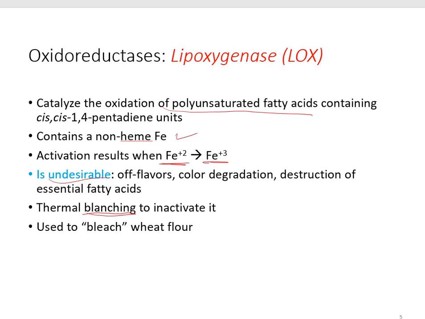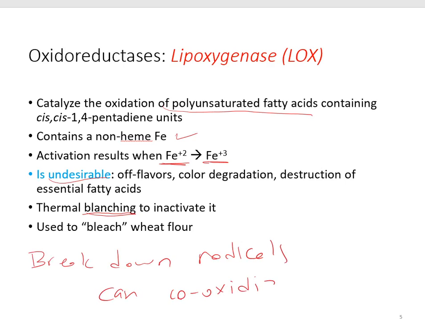So how does it work? The radicals from the breakdown can co-oxidize pigments. So they are bleached. Let's continue.